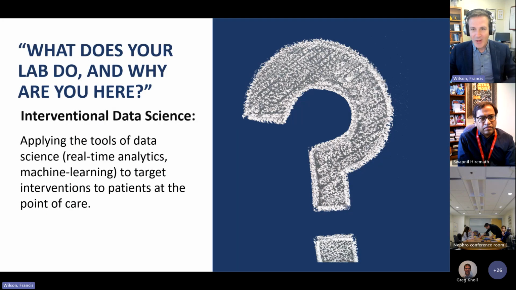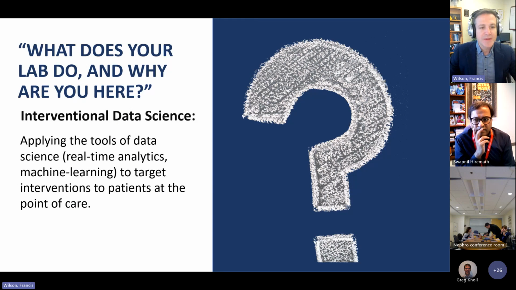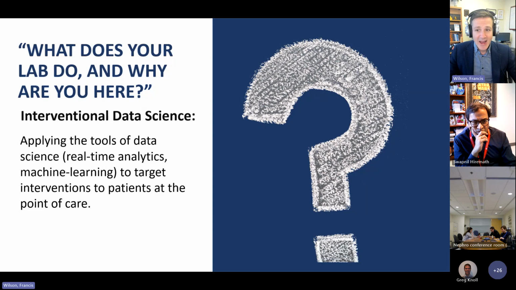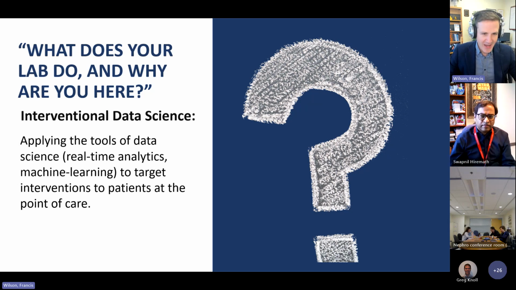Now, people ask me what my lab does. These days, I call it interventional data science. This is really applying data science tools like real-time analytics and machine learning to target interventions to patients at the point of care. That's the broad theme running through. In this case, we're using real-time analytics, and our intervention is an alert, a clinical decision support system of some kind. So I'm going to zip through, I think, 4 study designs to sort of show you what we've learned over time. And I'm going to spend more time on the later ones because there's a bit more detail.